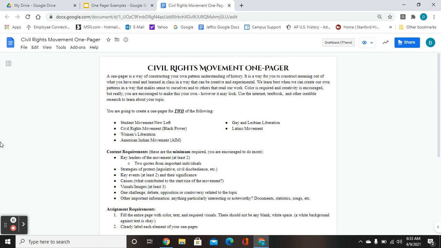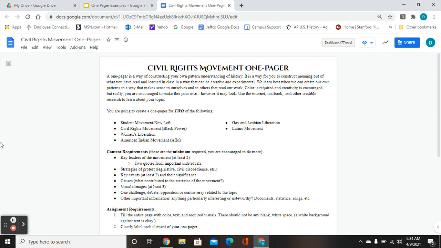Okay. Now what you need to include on your one pager. Okay, you've got to include at least two leaders of the movement, as well as two quotes from leaders in the movement. So you're going to show those on the one pager, the two leaders, and you're going to have some quotes from leaders. You're going to have strategies of protest, and you can just write those out, or you can show them in some sort of creative manner.